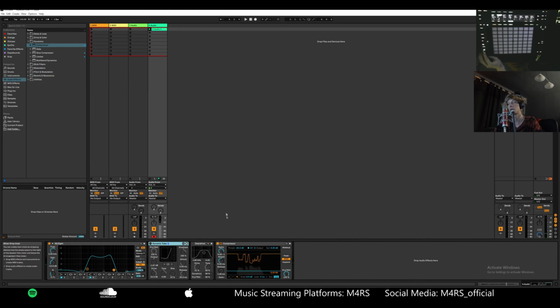So what the compressor is doing, it's making most things pretty much the same volume. It's basically clipping everything without distorting it too much.